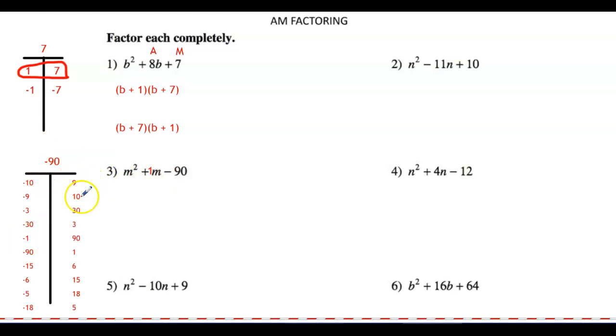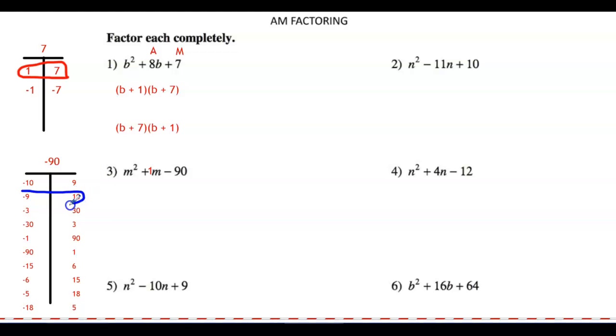Here are all of the pairs of numbers that multiply together to give us negative 90. There are a lot of them, but remember we're looking for the pair of numbers that add together to 1. So I'm not going to look at the numbers like negative 5 and 18 because they're kind of far away from each other. I'm looking for numbers that are really close to each other, like negative 10 and 9, for example, or negative 9 and 10.